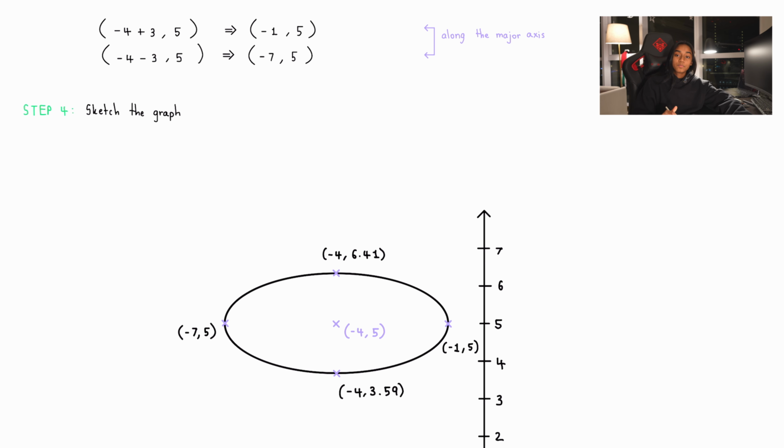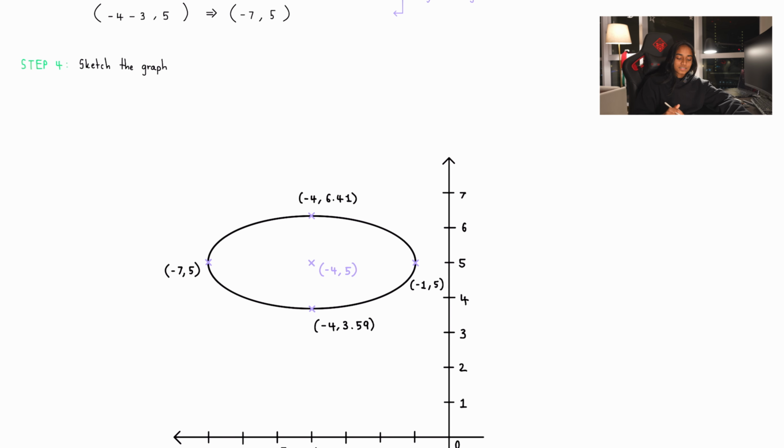When we get all our points, all we're going to do is plot them. After plotting them, we connect all these dots, make sure you put the center as well, and then there you have it, your sketch of an ellipse.